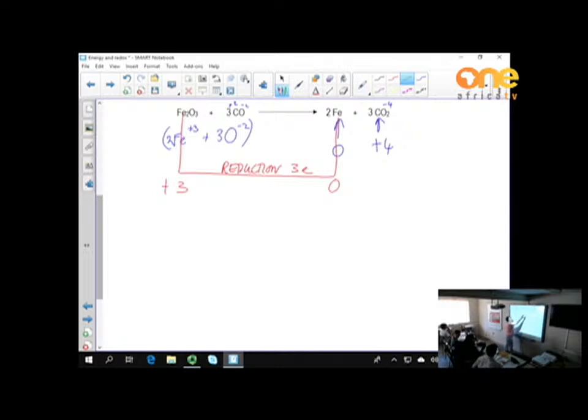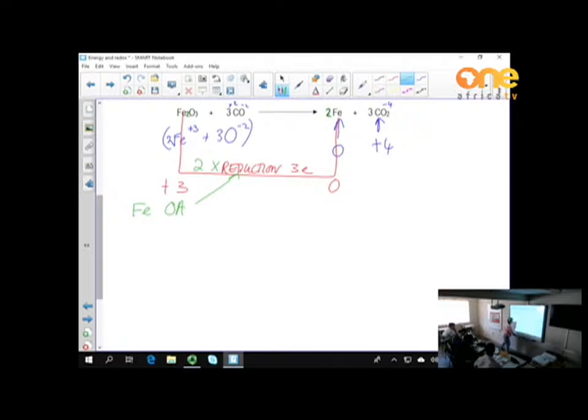then we have 2 iron ions. So, I must multiply the whole thing by 2. Yes. The iron is the oxidizing agent because itself undergoes a reduction. Are you following? All right.